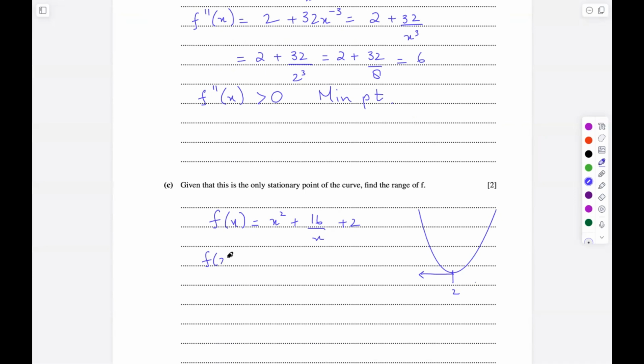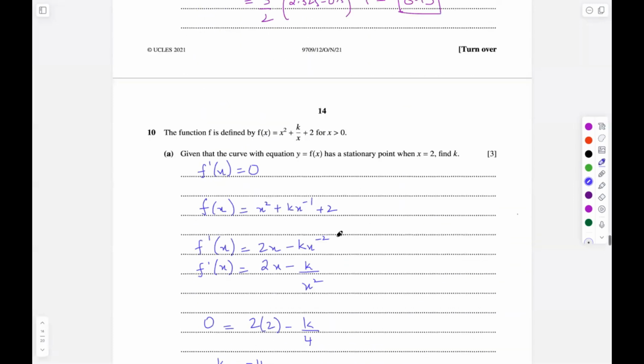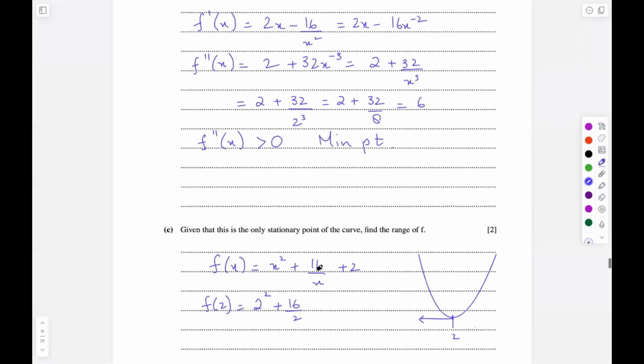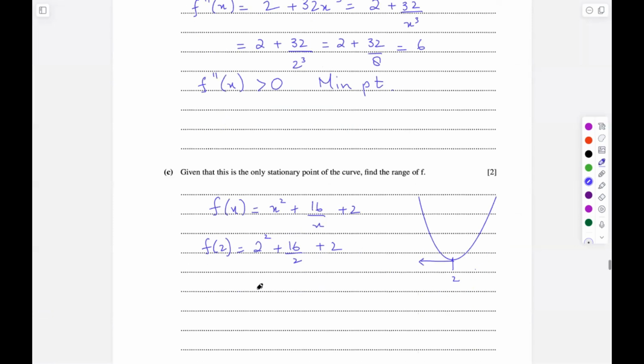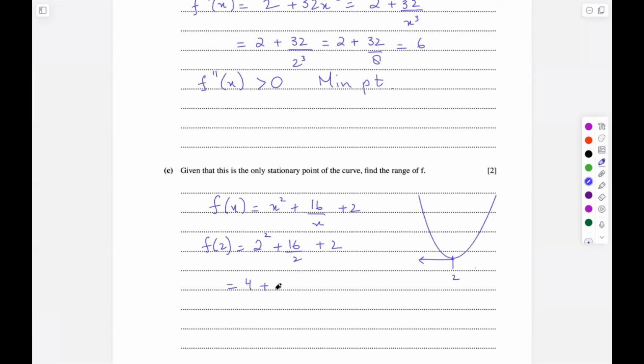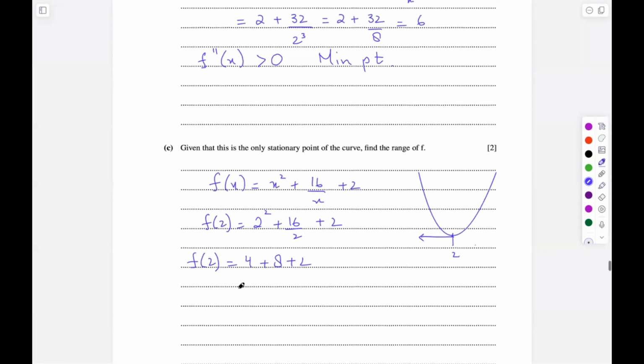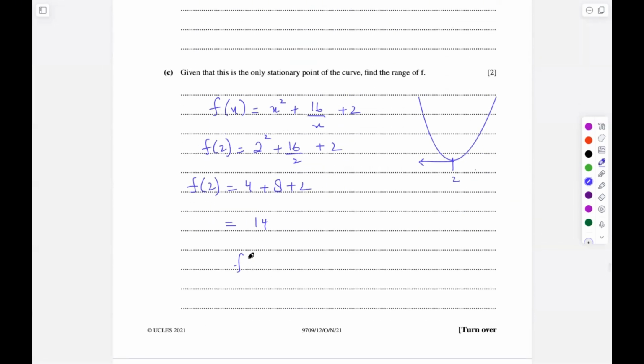So substituting x equals 2, this will become 2 squared plus 16 upon 2 plus 2. So this will become 4 plus 8 plus 2. So f of 2 at the minimum point will be equal to 8 plus 4, 12 plus 2, 14. Now, as this is a minimum point, all the values of the function will be above this point. So we'll say that f of x will be greater than or equal to 14.